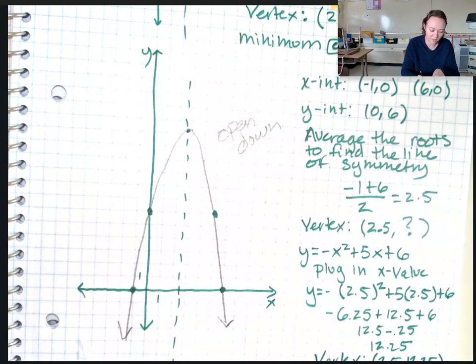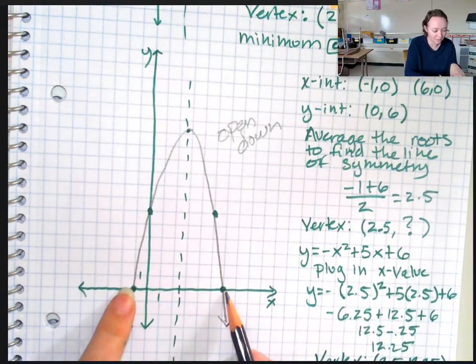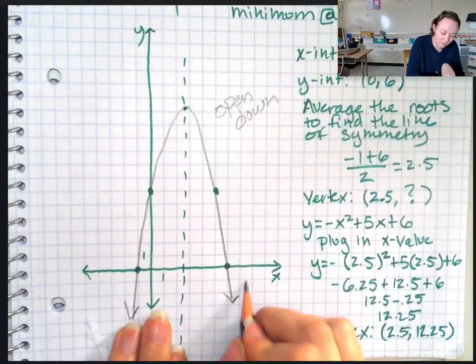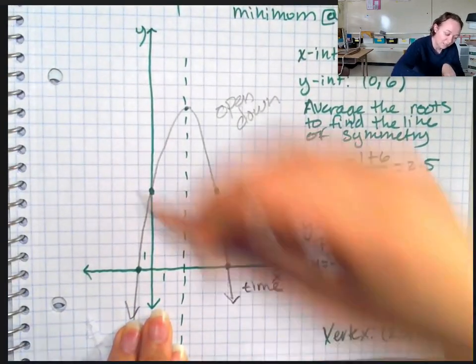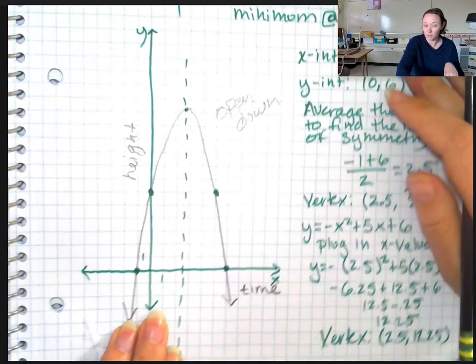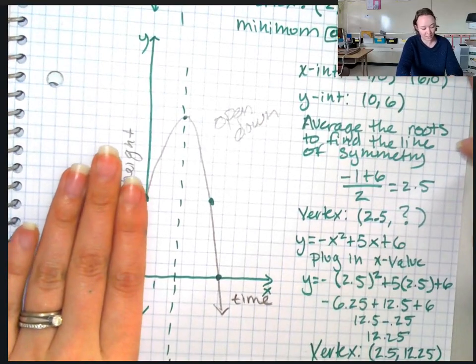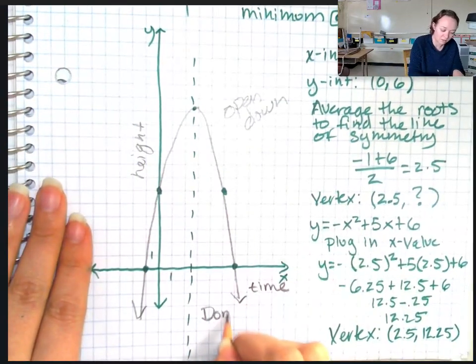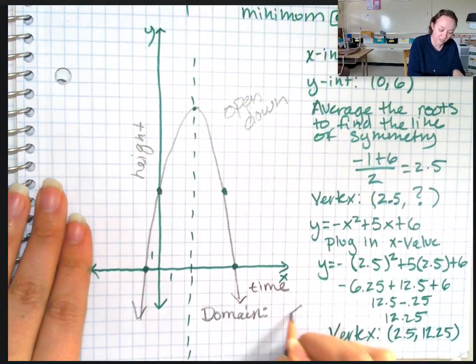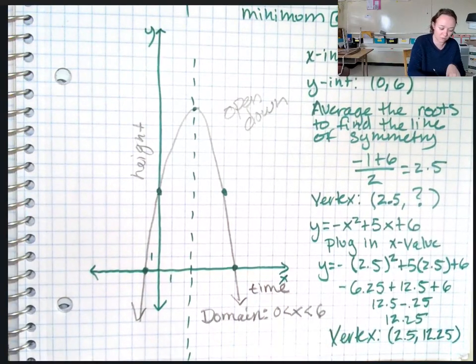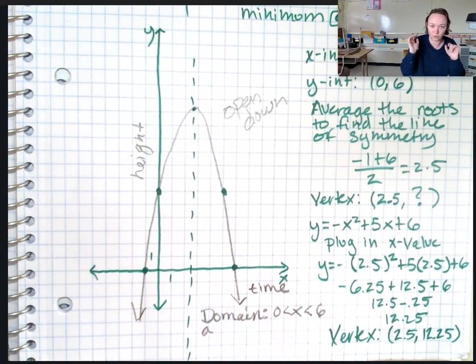And I found the vertex. I found the line of symmetry. I found the x-intercepts. I found the y-intercept. If I'd been given a context for this, like maybe this was time and this one was height, and this was like a ball being thrown or something, then I might restrict the domain and say that we don't want to go back in time and we don't want the ball to go under the ground. So maybe the domain would be for x values between 0 and 6, if we were saying that this was a ball being thrown. If it had no context, then we wouldn't restrict the domain at all.